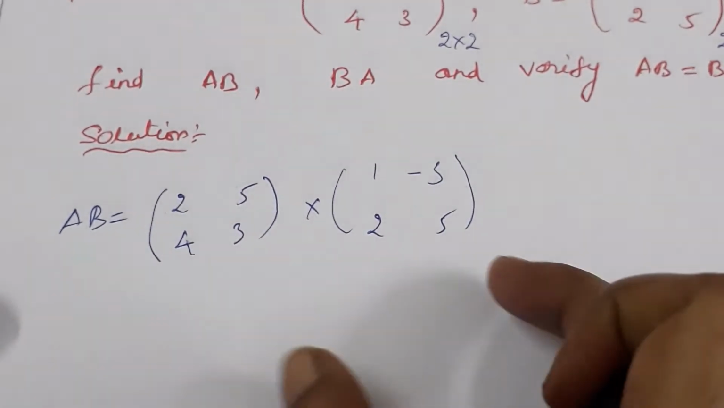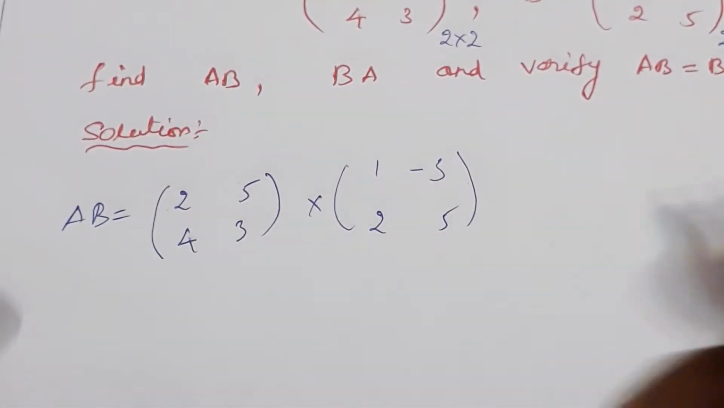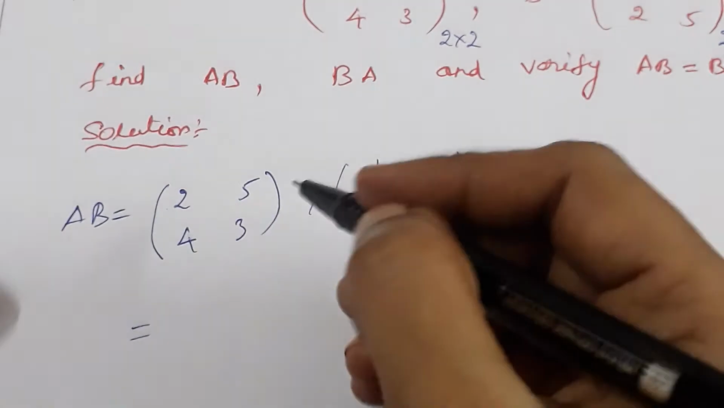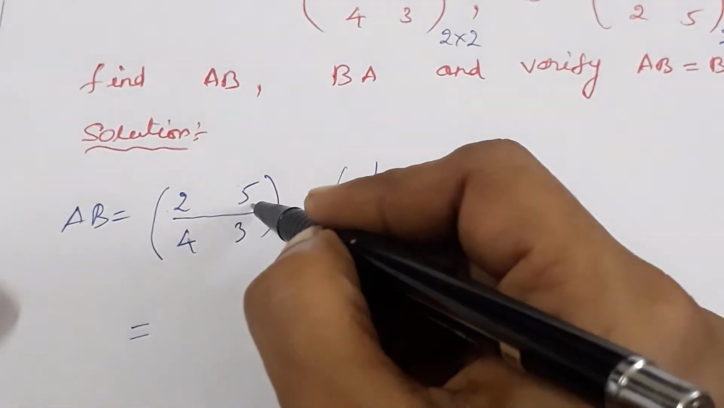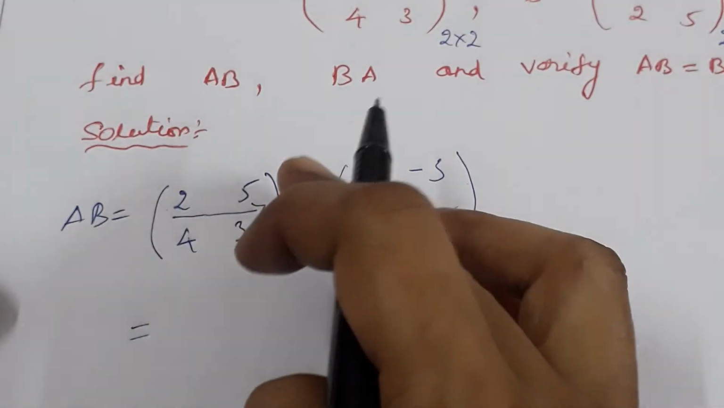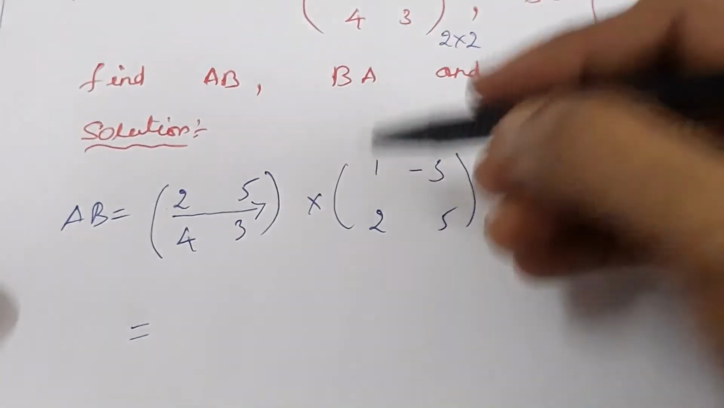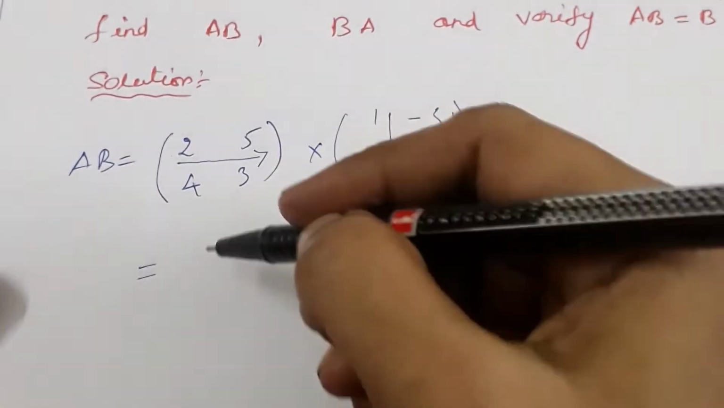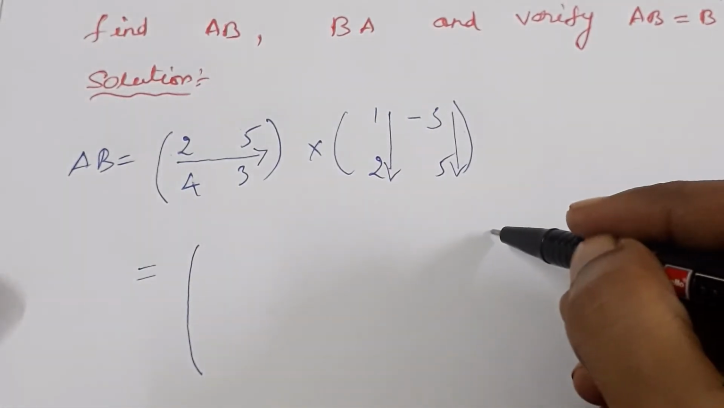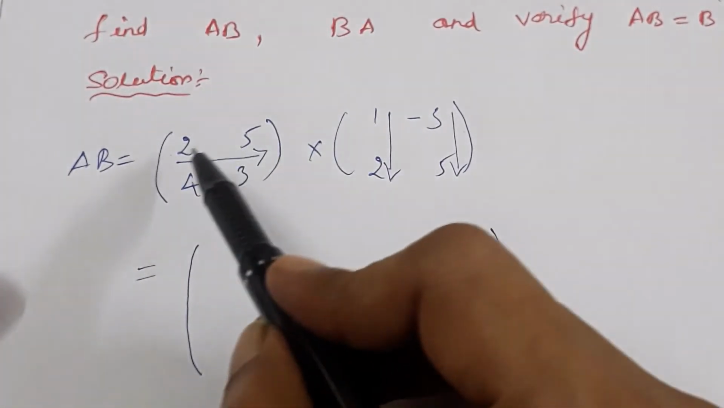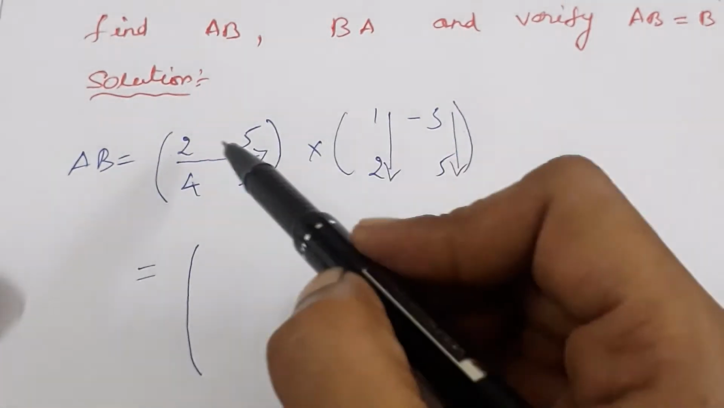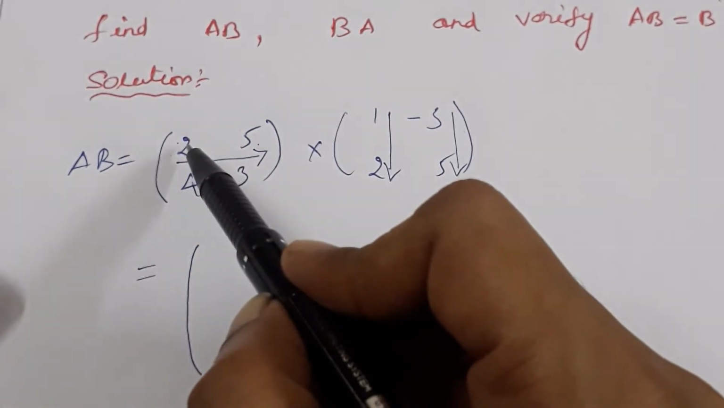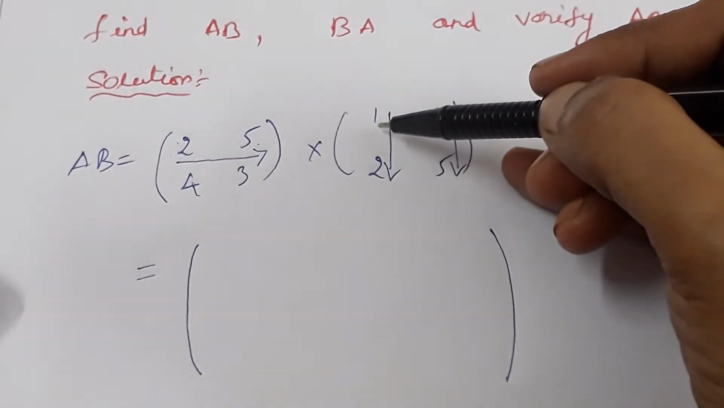We have one more procedure to find the product. How will you find the product of two matrices? First, take the first row alone and multiply it by these two columns. Listen carefully. Take the first row in the first matrix. In the first row, we have two entries. So multiply these two entries by the first column.